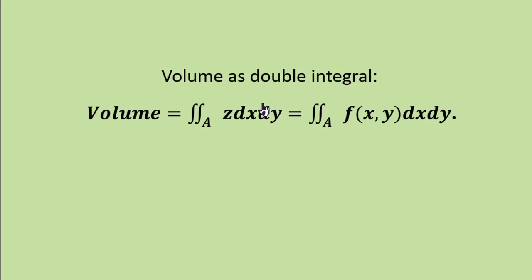Volume is nothing but, in the xy plane, the area double integral of z. That means z is integrated with respect to x and y in the area in the xy plane. So it becomes volume. Here z is a function of x and y.